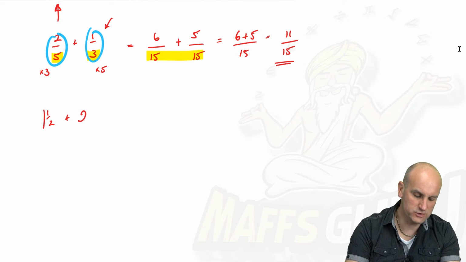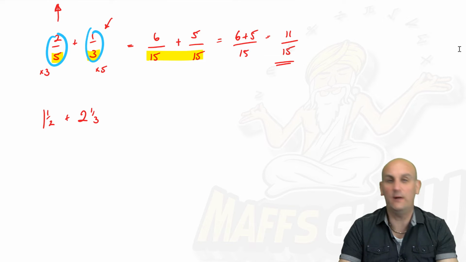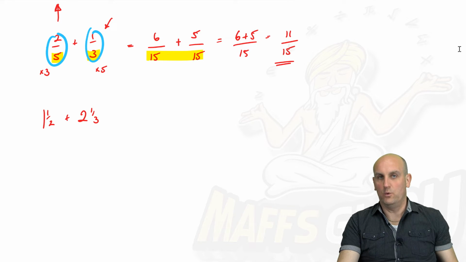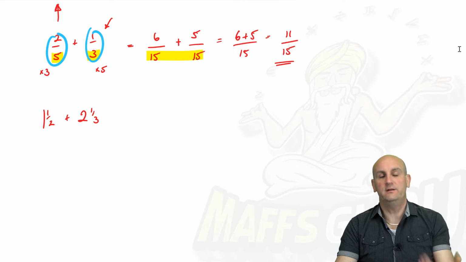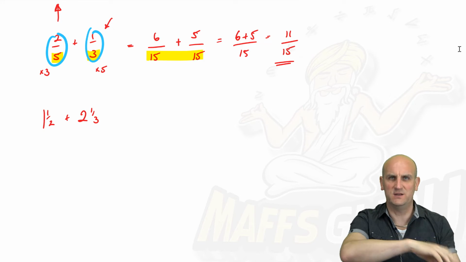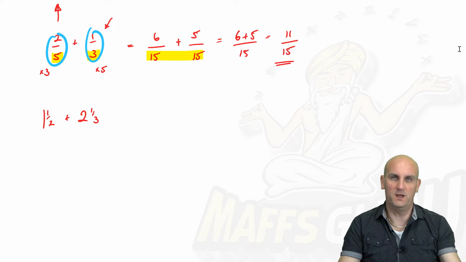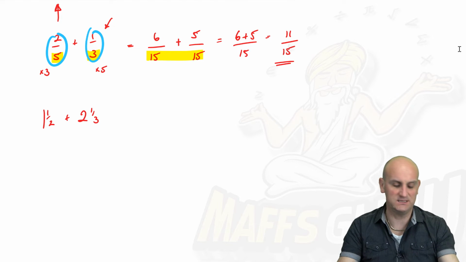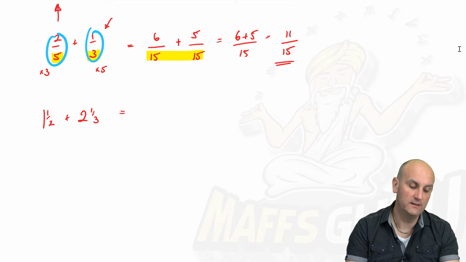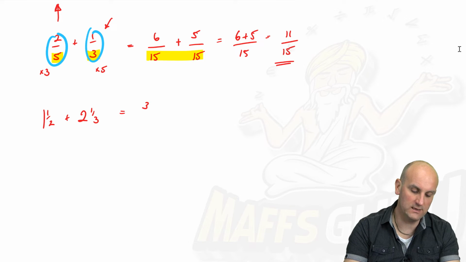1 and 1/2 plus 2 and 1/3. Now, I always turn these top heavy. A lot of textbooks get you to put the numbers to one side and whatever. I don't do that rubbish. No. I will always turn it top heavy because it just makes sense to me to do that, and it's easier in the end. So 1 and 1/2 becomes 3 on 2.